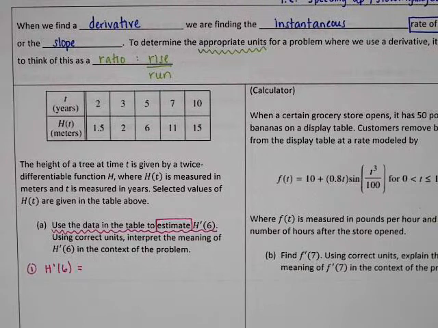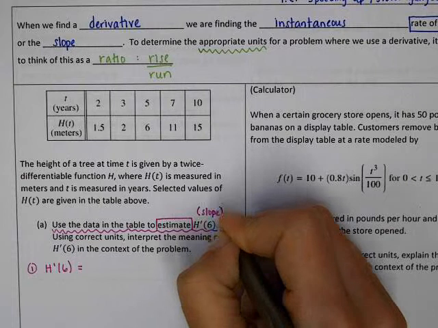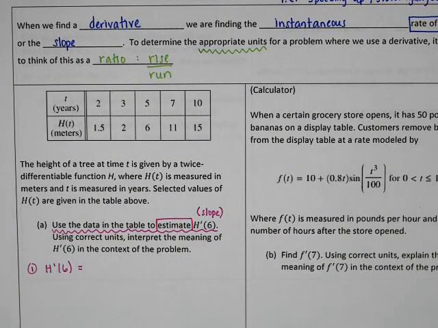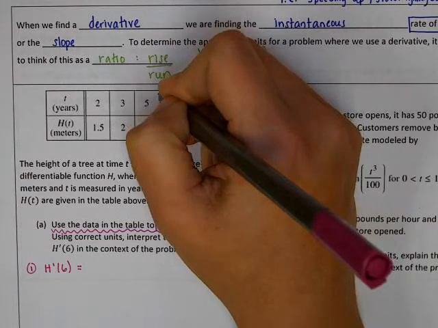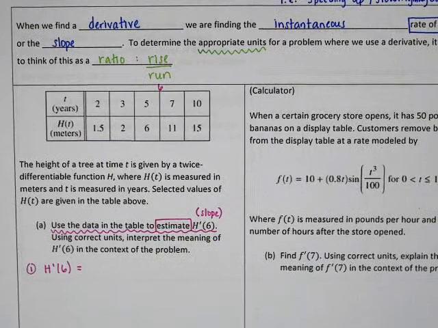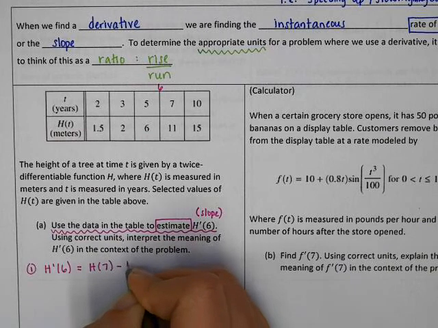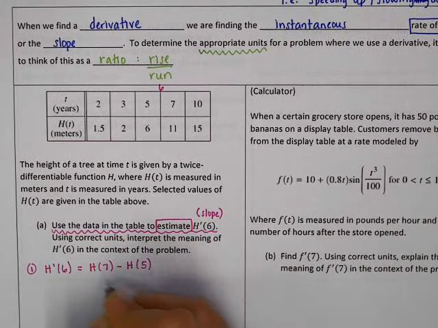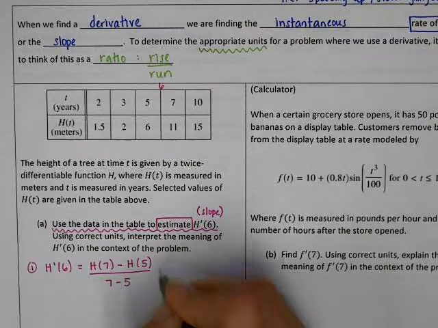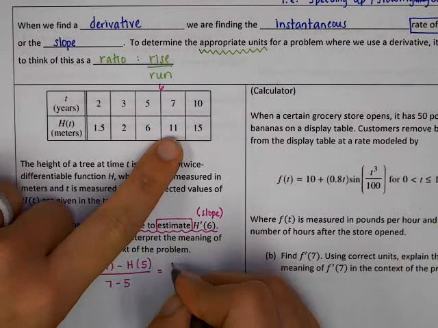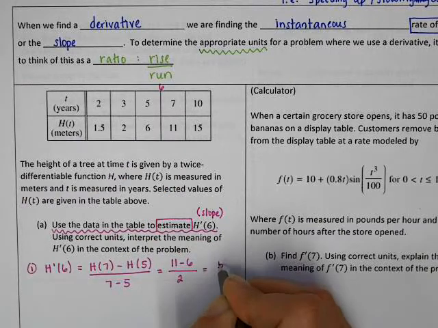However, to estimate a derivative, since this is just a slope, we can use our regular old slope formula from way back in Algebra 1 and use the data in the table to estimate it. Since the number 6 falls between 5 and 7, we would calculate the slope between 7 and 5 by doing h of 7 minus h of 5 over 7 minus 5, which means I would do h of 7, which is 11, minus 6 over 2, and I would get 5 over 2.